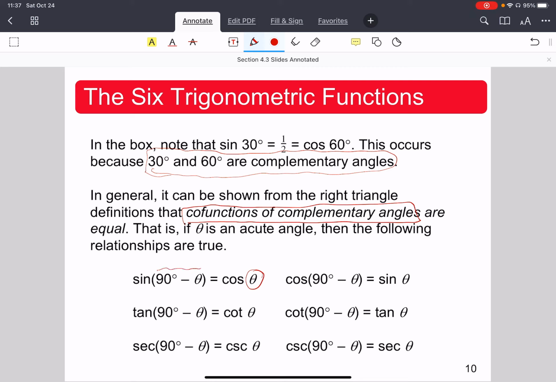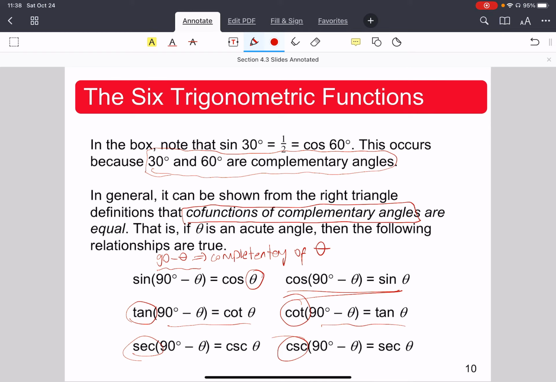So this guy, 90 minus theta, is the complementary of theta. The sine of this is going to be equal to cosine of that, or vice versa, right? Cosine of the complementary will be sine of theta. So it's always going to work like what I give here, two scenarios. Same thing for tangent and cotangent. They are cofunctions, so this is always going to be true. And then secant and cosecant, same thing for these two, because these are cofunctions as well.